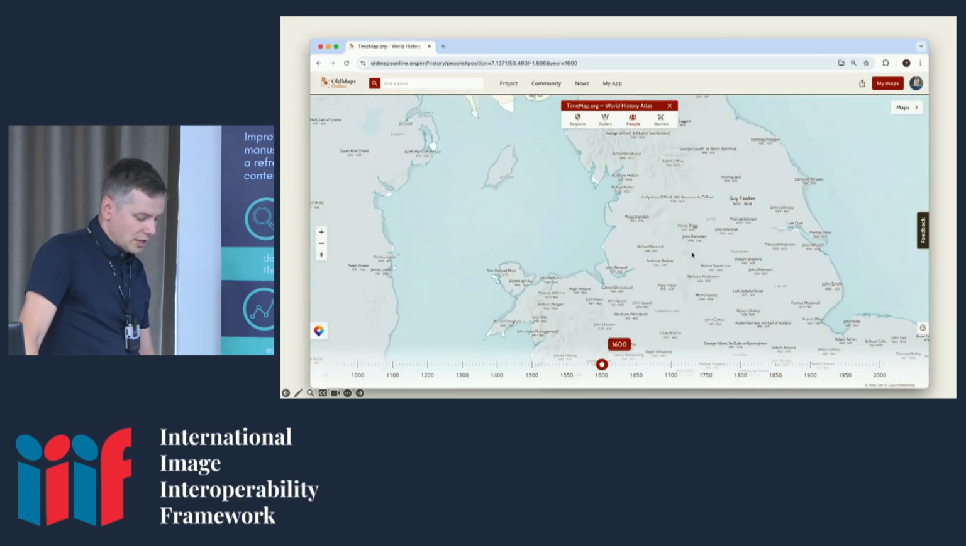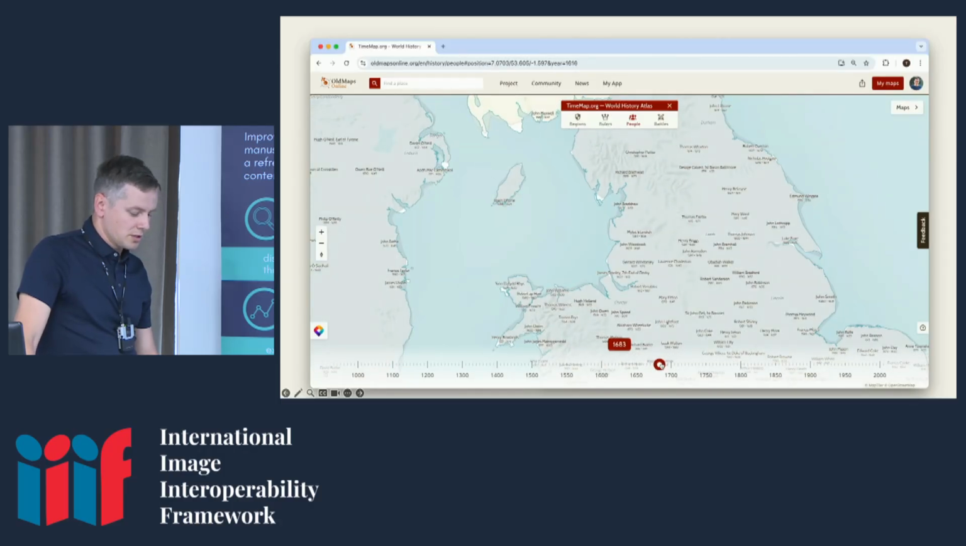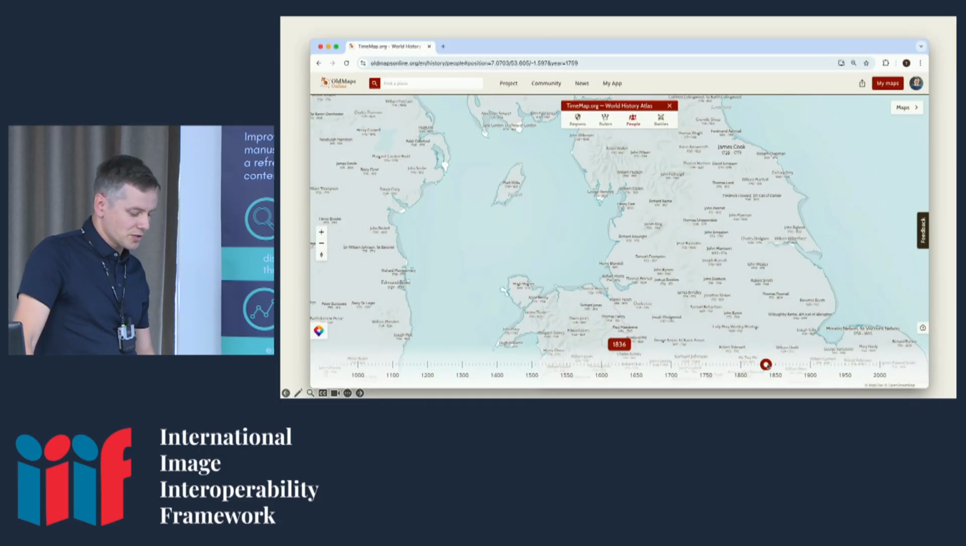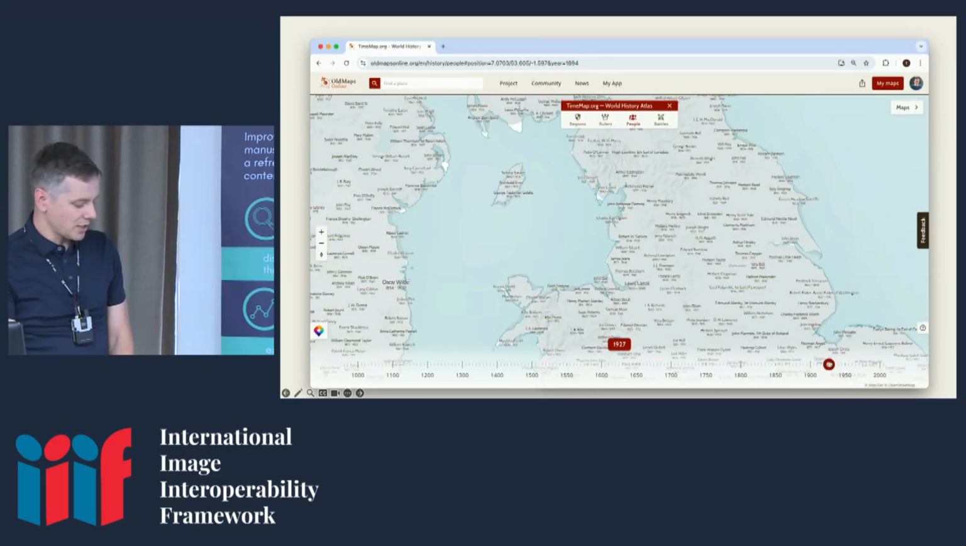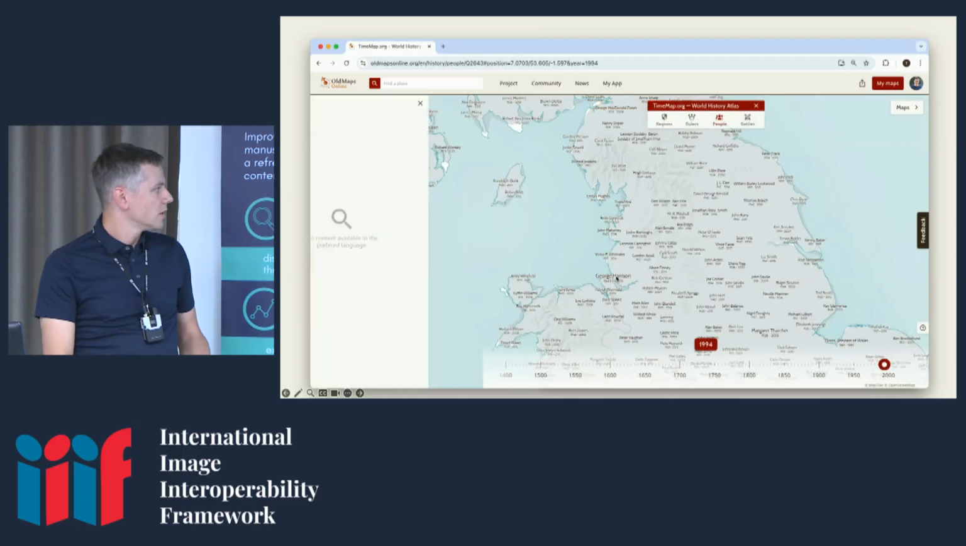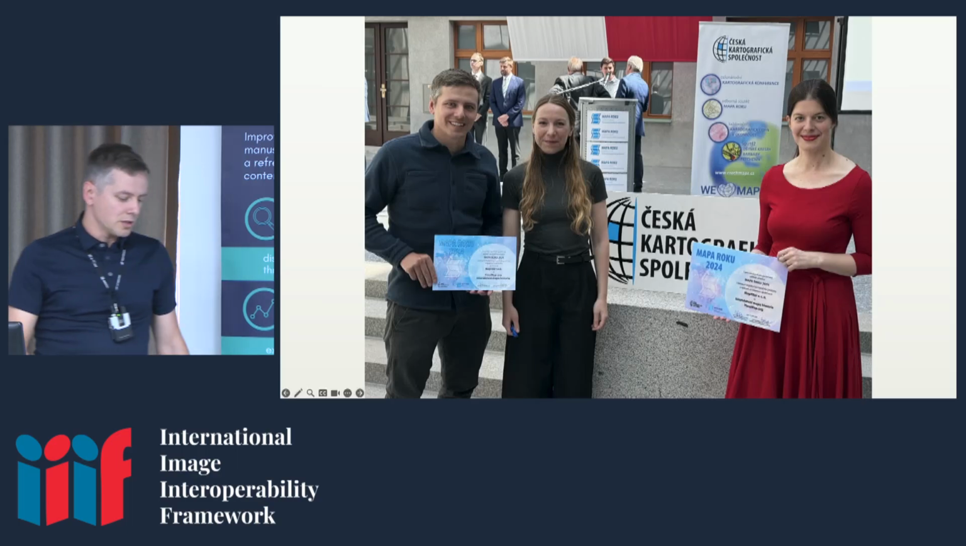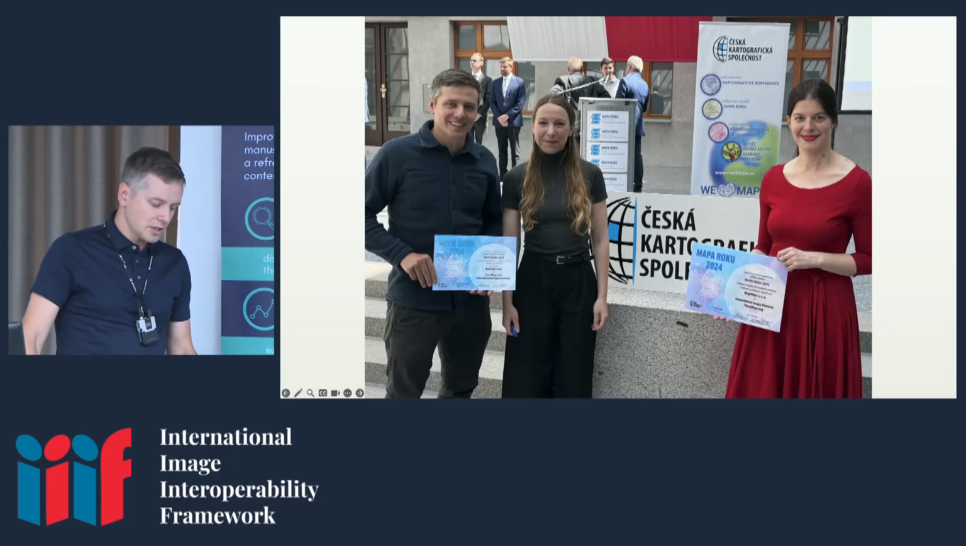On Time Map you can learn about artists, scientists, and other icons who shaped history. That human context is what turns a static timeline into living history. Earlier this year, Time Map received the Czech Map of the Year award for educational innovation.